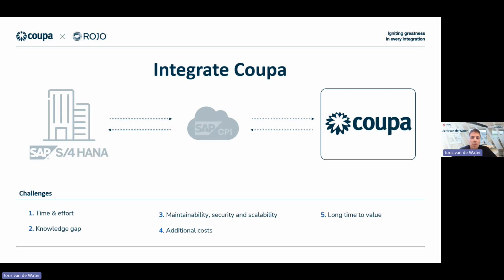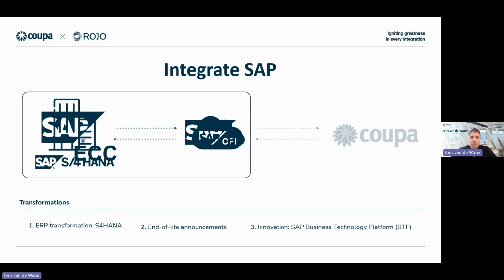So we've now focused on the integration challenges when implementing Coupa. But changes on the other side of the equation also trigger integration challenges, but also opportunities. So let's jump to the next slide. Well, as an SAP customer, you will recognize that you're often kindly asked or forced to transform. But these transformations will have an impact on the way SAP and Coupa are integrated. So let me highlight a couple of these changes. First, there's the ERP transformation. Moving from ECC to S/4HANA is a huge transformation. One thing you already know, the integrations will for sure be impacted by this transformation.